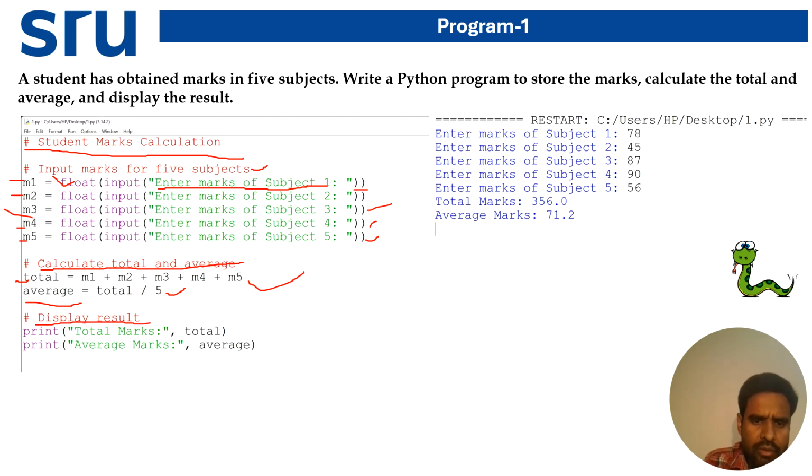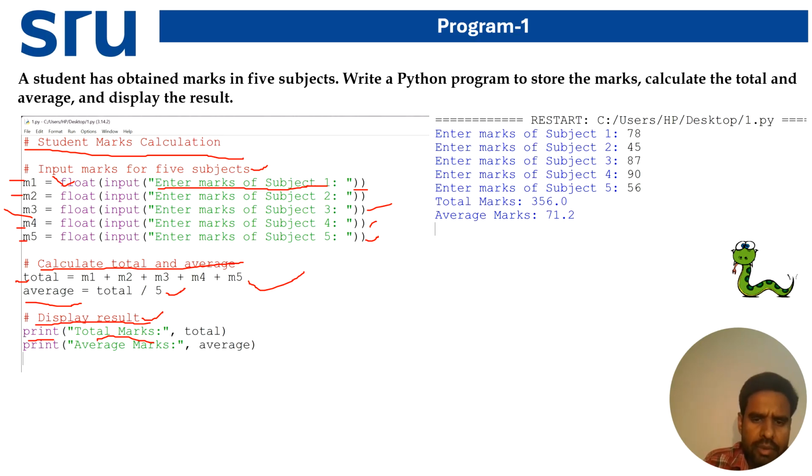The hash means it's a comment line, so it will not be displayed. Now I'm going to print. The print function is used to display the output, so if you want output, you have to write the print function. Print "total marks". Whatever you write in double quotes or single quotes will be printed the same as it is.